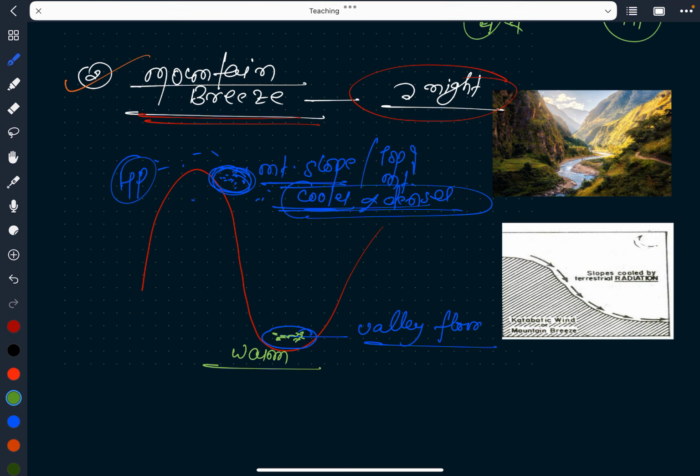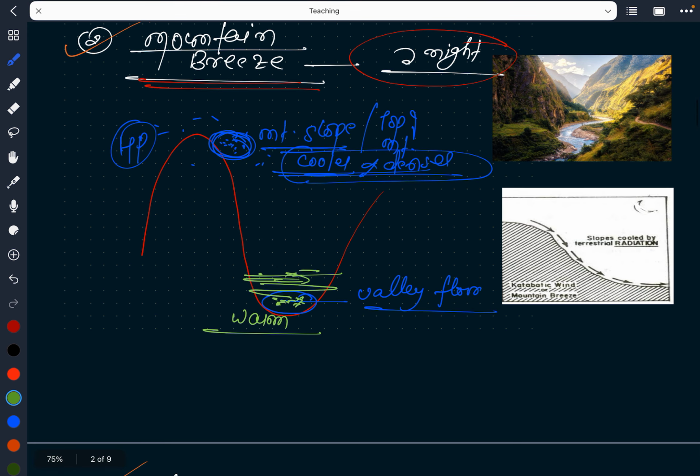Why? Because heat gets trapped in the mountain valleys, and it is not able to escape very easily. So relatively, the air is warm. Warm air is above this mountain valley, and the warm air creates what?